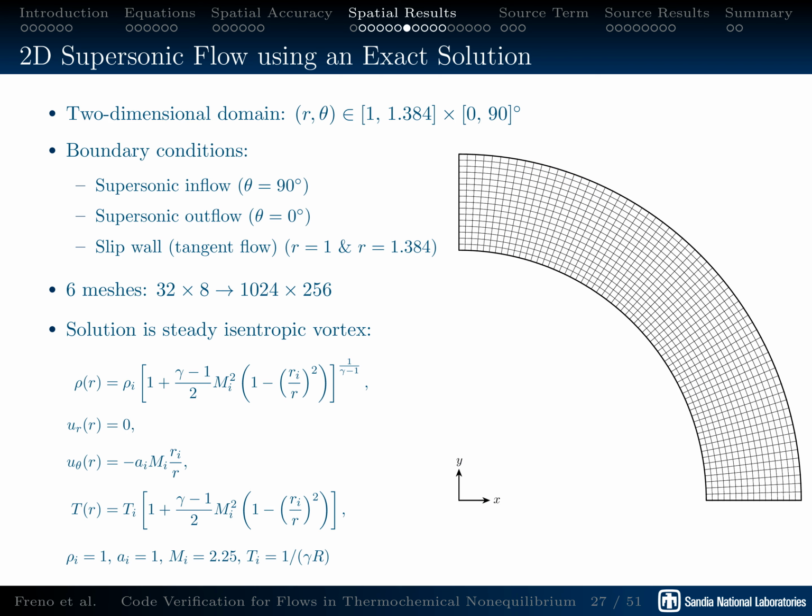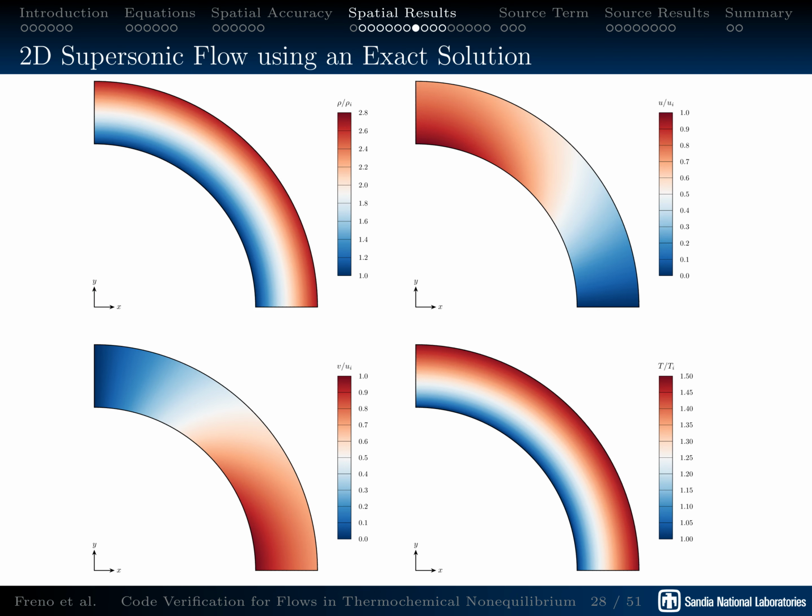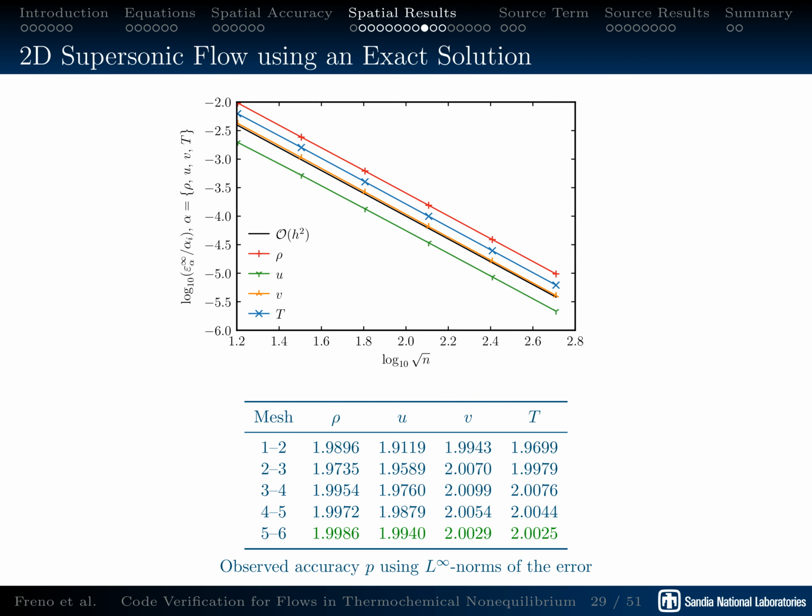We now consider an exact solution, which is a two-dimensional steady isentropic vortex on a quarter annulus domain. For this case, we use 6 meshes. Here are the values of the 4 non-zero flow variables in Cartesian coordinates. From here on out, we will only look at the corrected boundary conditions and L infinity norm, which, as we can see, are second order accurate.